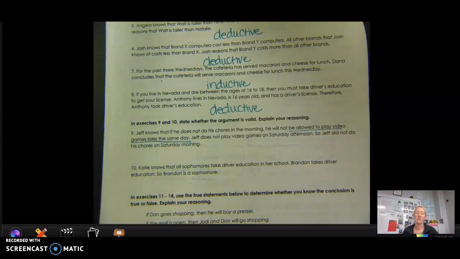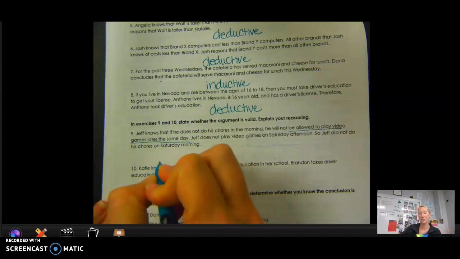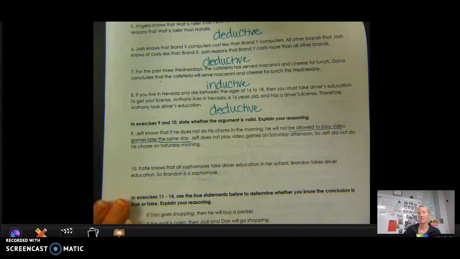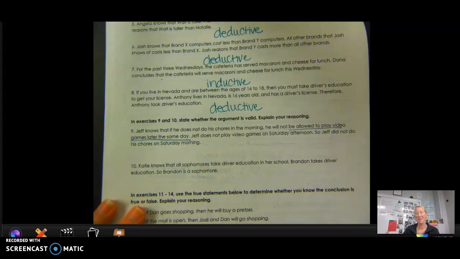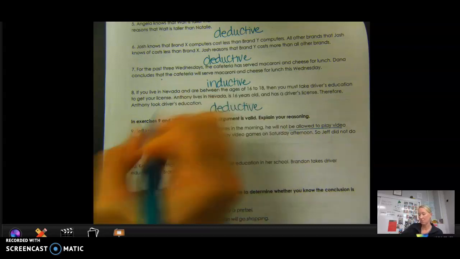So would that be valid or invalid? We talked about that on the previous page. That's deductive reasoning. That is law of detachment, but we're making the conclusion true. Remember, in law of detachment, it makes the hypothesis true. So this would be invalid.